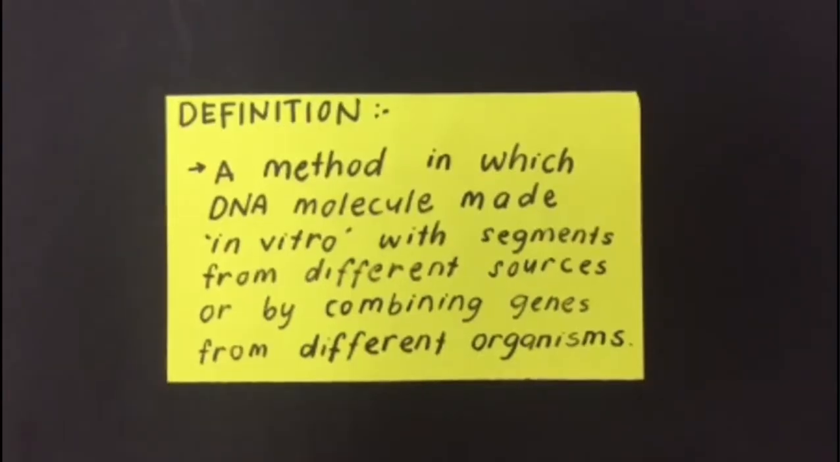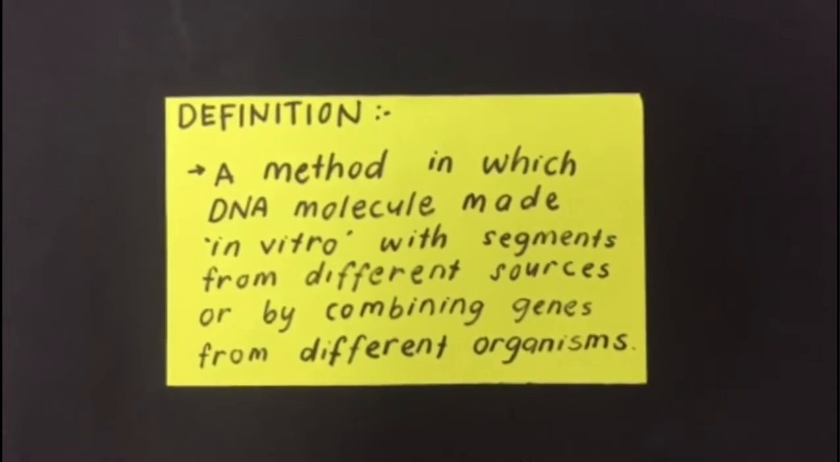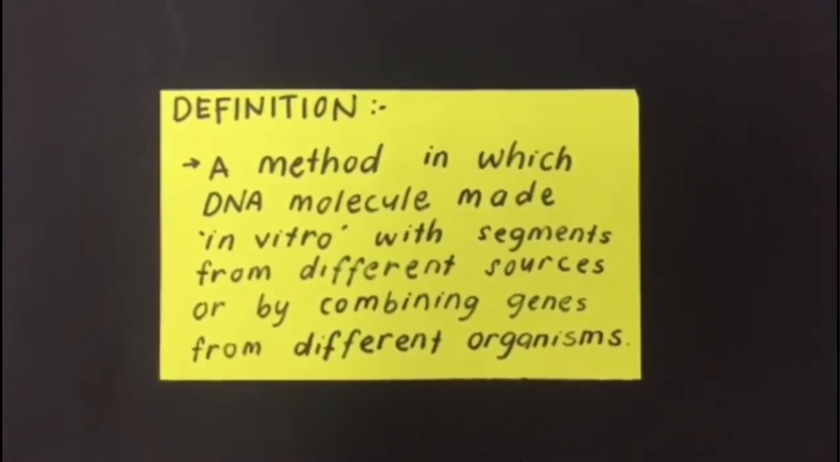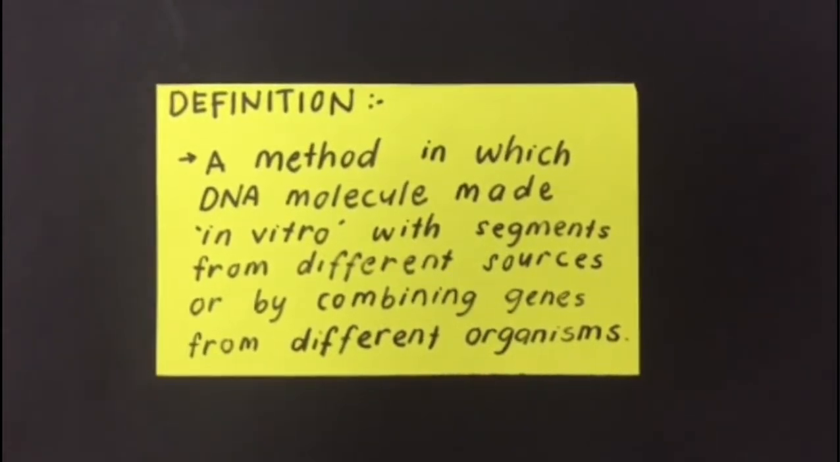Hi, we are from D1M3P4 and today we would like to explain about recombinant DNA. Recombinant DNA is a method in which a DNA molecule is made in vitro with segments from different sources, or by combining genes from different organisms.